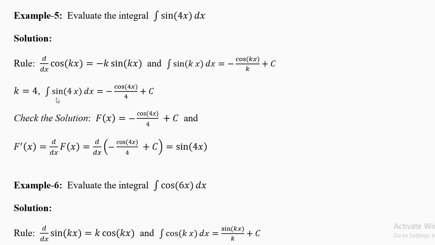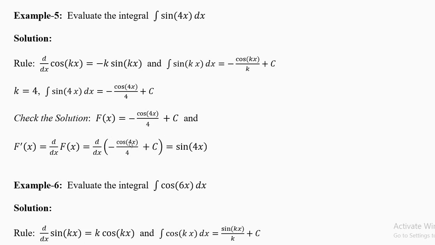Now k equal to 4. Integration of sine 4x will be minus cos 4x divided by 4 plus c. This 4 will not cancel. This 4 is outside, this 4 is inside. So you cannot cancel inside with outside. Now your capital F is minus cos 4x divided by 4 plus c.